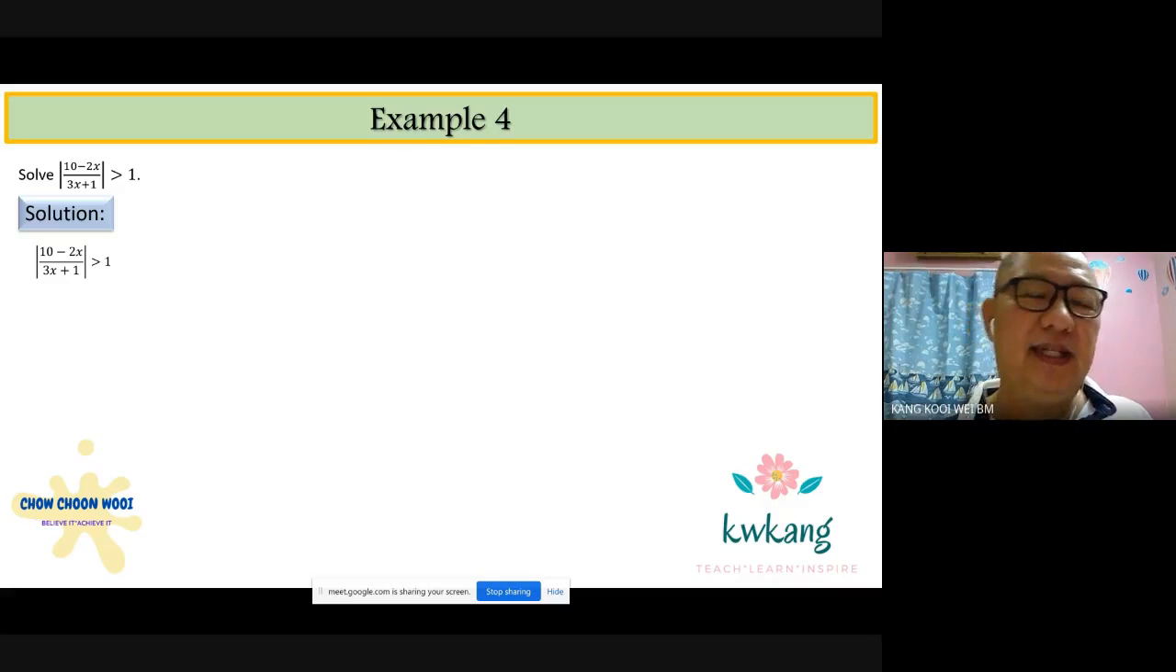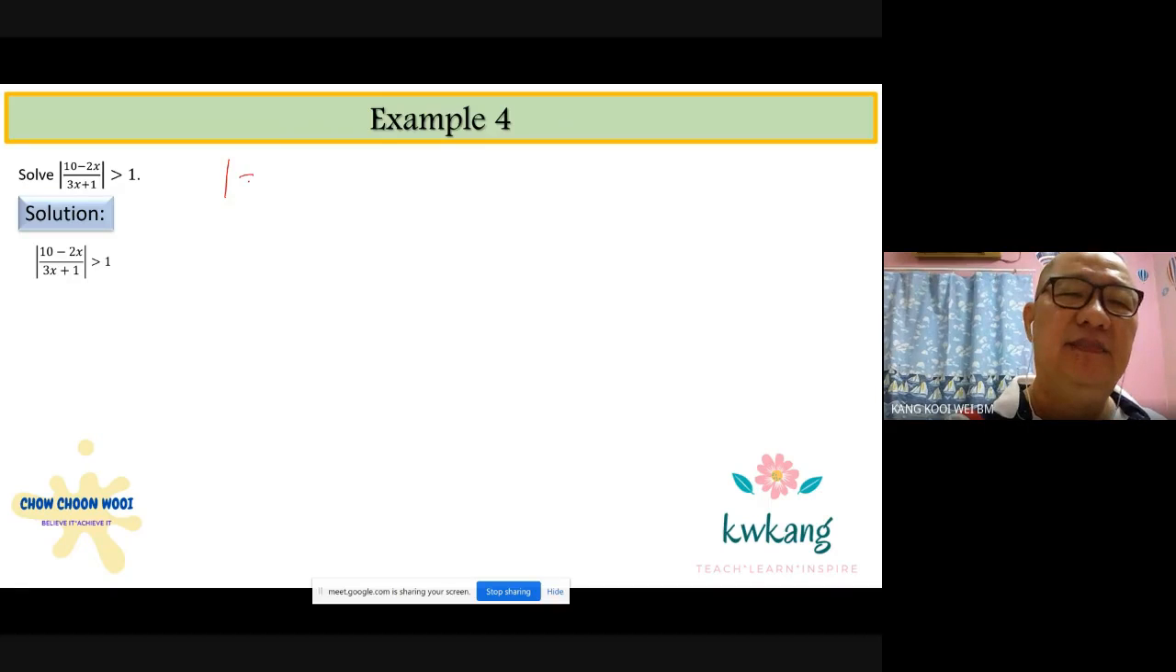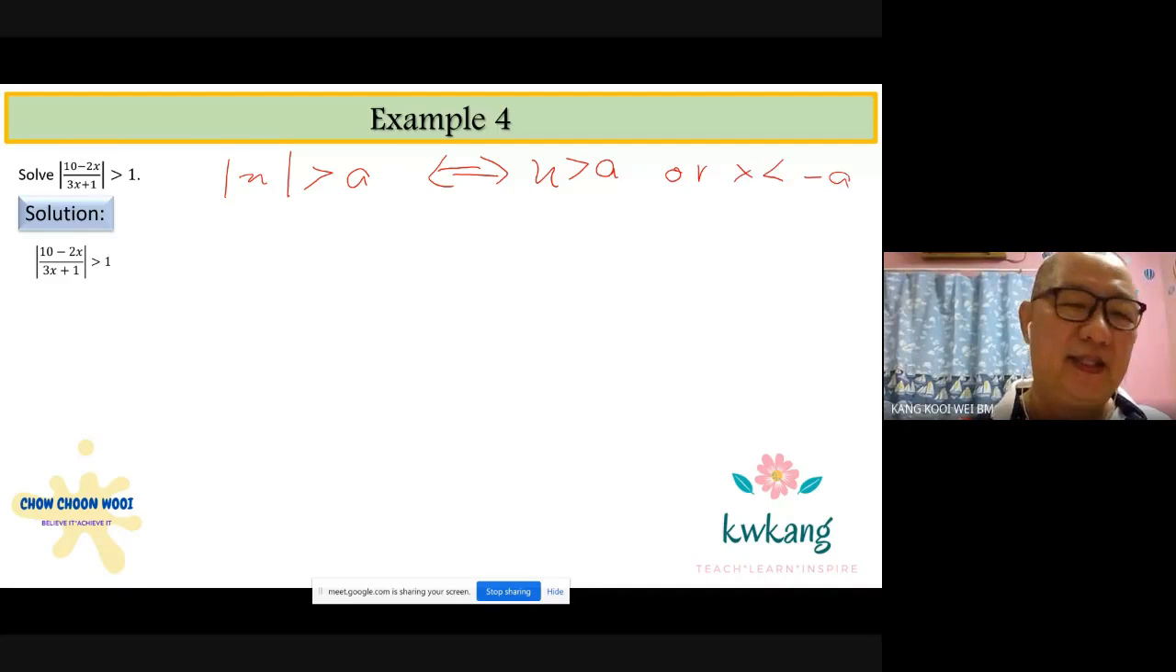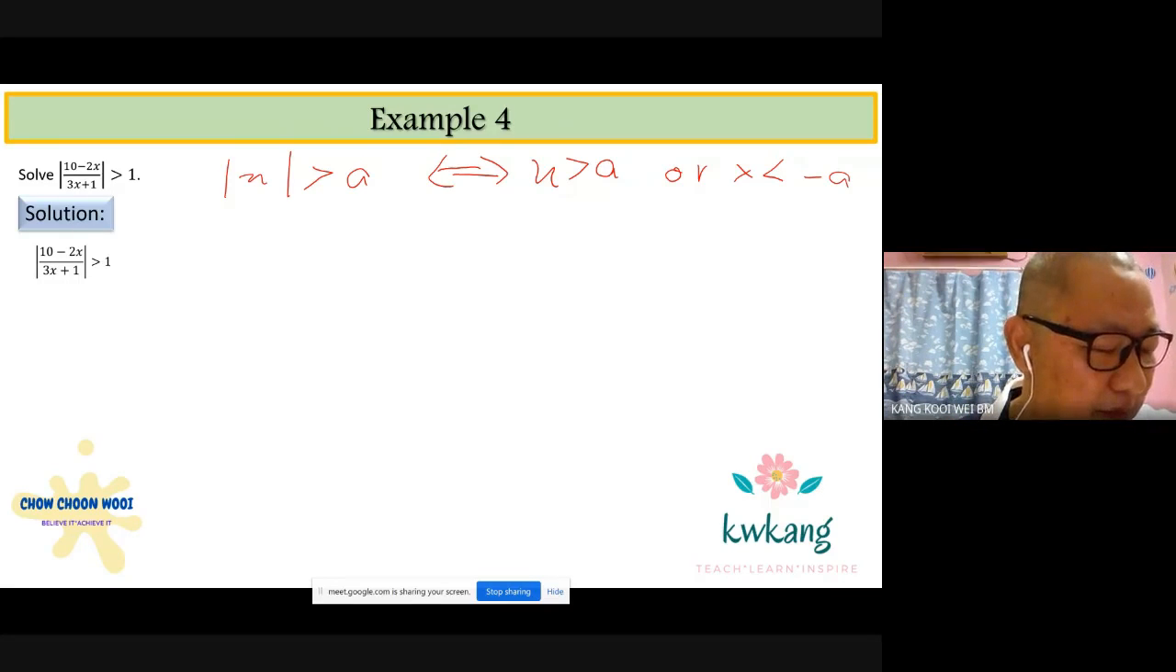So how do we use the formula? We are supposed to use the modulus of X greater than A if and only if X is greater than A or X is less than negative A, right? Is that correct? I gave the formula. Can you try? Oh, 100 left. Many have left.